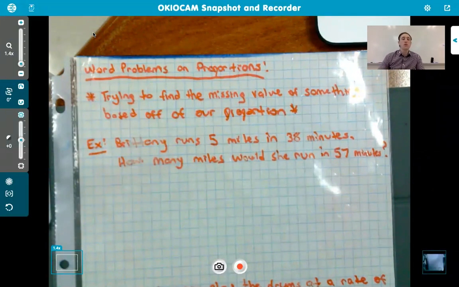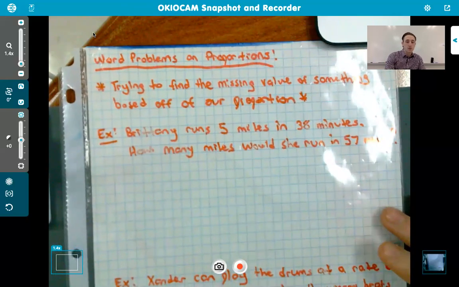So word problems on proportions. Essentially, what you see there in that first little bullet point is we're trying to find some missing value of something based off of our proportion. So we're going to set up a proportion. We're going to compare values. We're going to be able to determine, based off of a separate situation besides the one that's given to us, how many miles somebody travels in an X amount of time, or how many revolutions something makes in X amount of time. That's a certain situation that might arise for us, right?